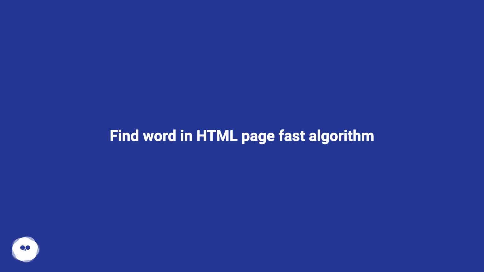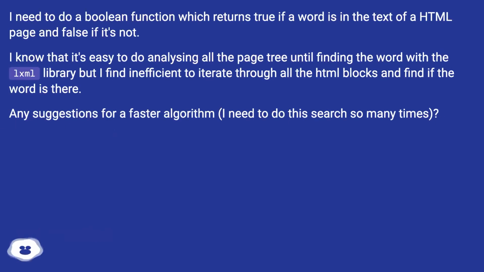Find word in HTML page fast algorithm. I need to do a Boolean function which returns true if a word is in the text of an HTML page and false if it's not.